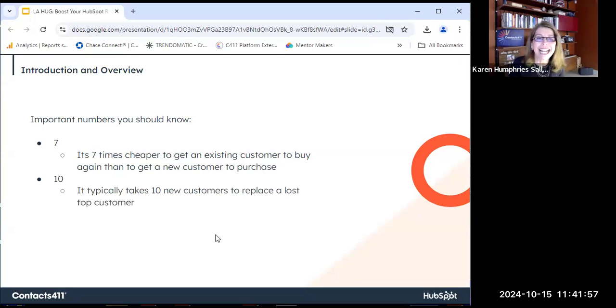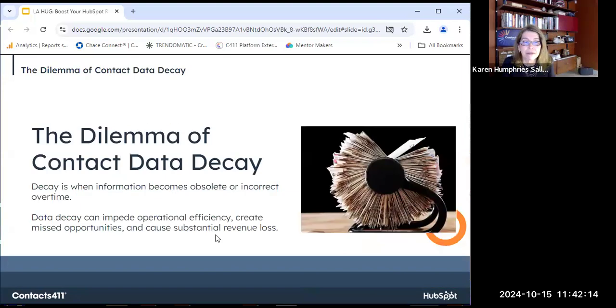It typically takes 10 new customers to replace a lost customer. It can be as low as 3 or 4 for a commodity-based business, but it also can be as high as 25 for a high value company, like a luxury retailer. So that's a lot of new customers.